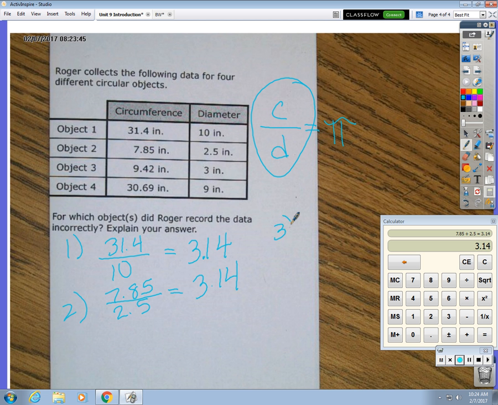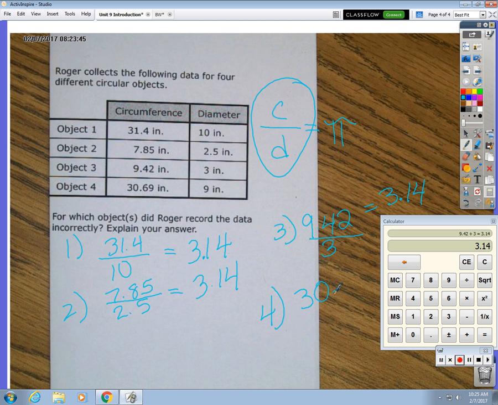Good to go. Object 3, it's 9.42 divided by 3. Do you think this one's going to be correct? No. Wait, yes. What's 9 divided by 3? 3. 7 divided by 2 is also 3 point something. 30 divided by 10 is also 3 point something. Alright. 9.42 divided by 3 equals 3.14.